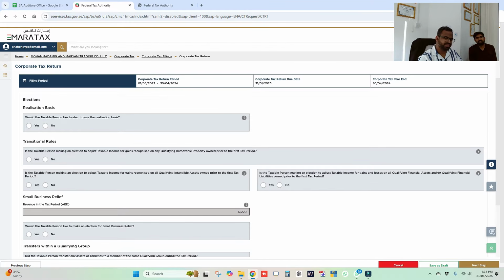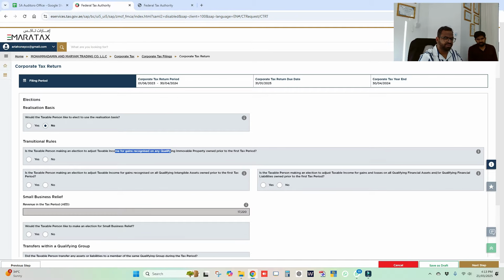Inside the accrual basis there is the concept of realization or non-realization basis. We will select yes if we want to select the realization basis, or no, as per our business. Transitional rules: is the taxable person making an election to adjust taxable income or gains recognized on any qualified immovable property owned prior to the first taxable period?